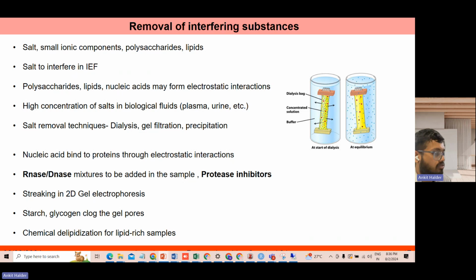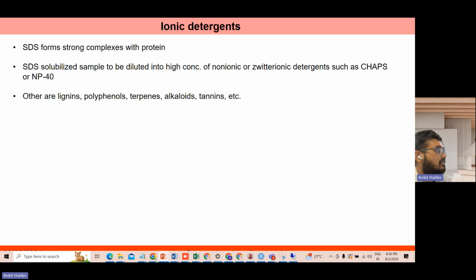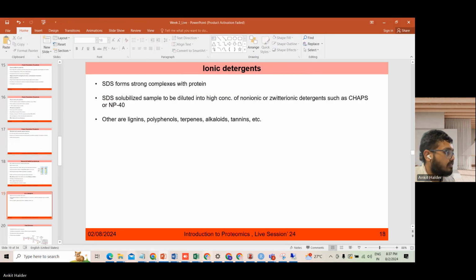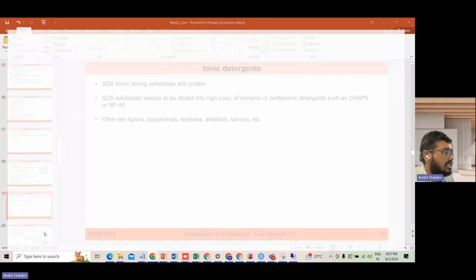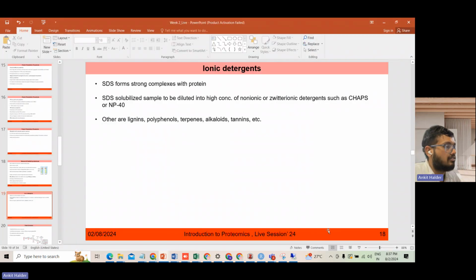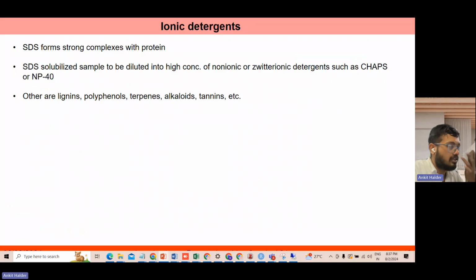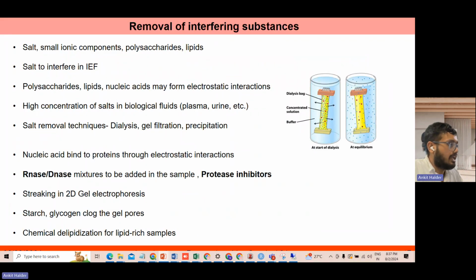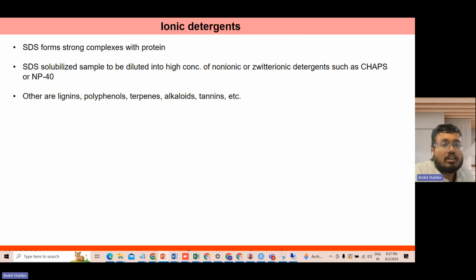Okay, so I am hopeful that it is clear to all of you, right? All these things are quite important. We can use dialysis, then gel filtration for salt removal, RNase and DNase mixtures for nucleic acids, and for streaking from starch and glycogen, and chemical delipidization.